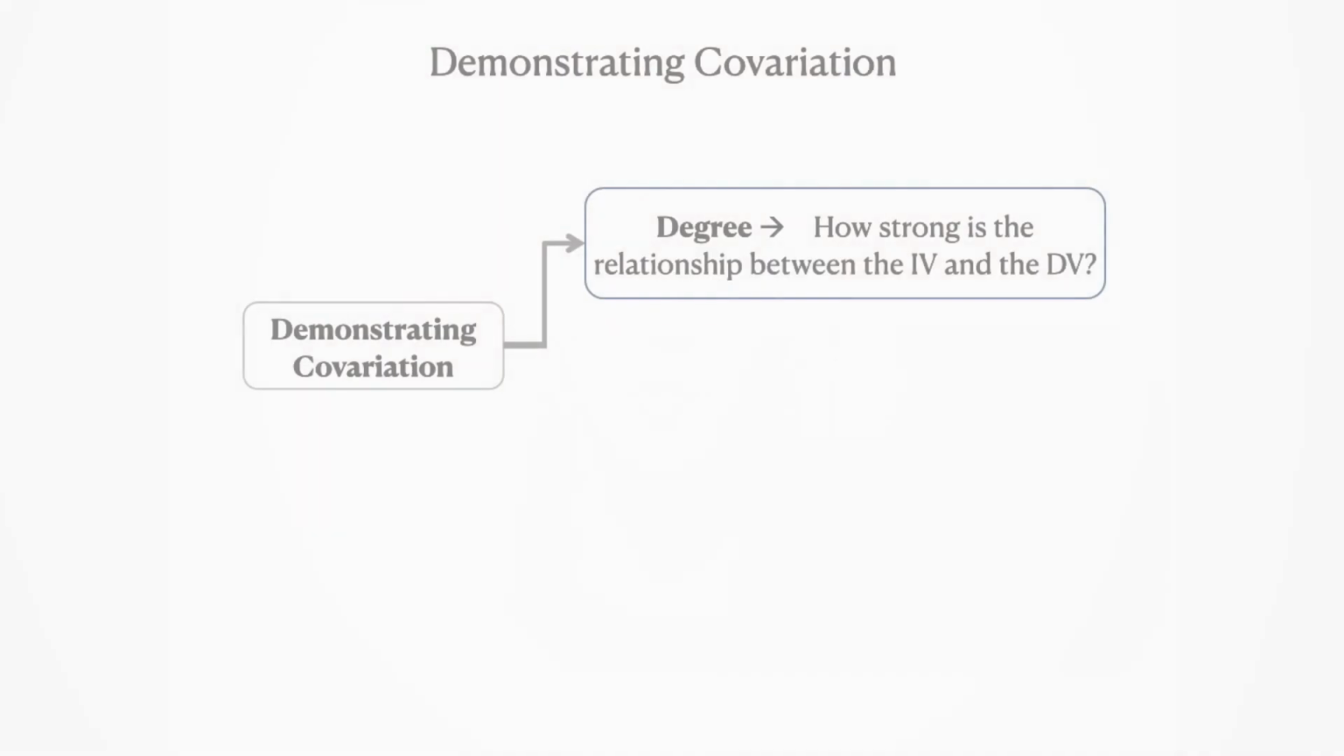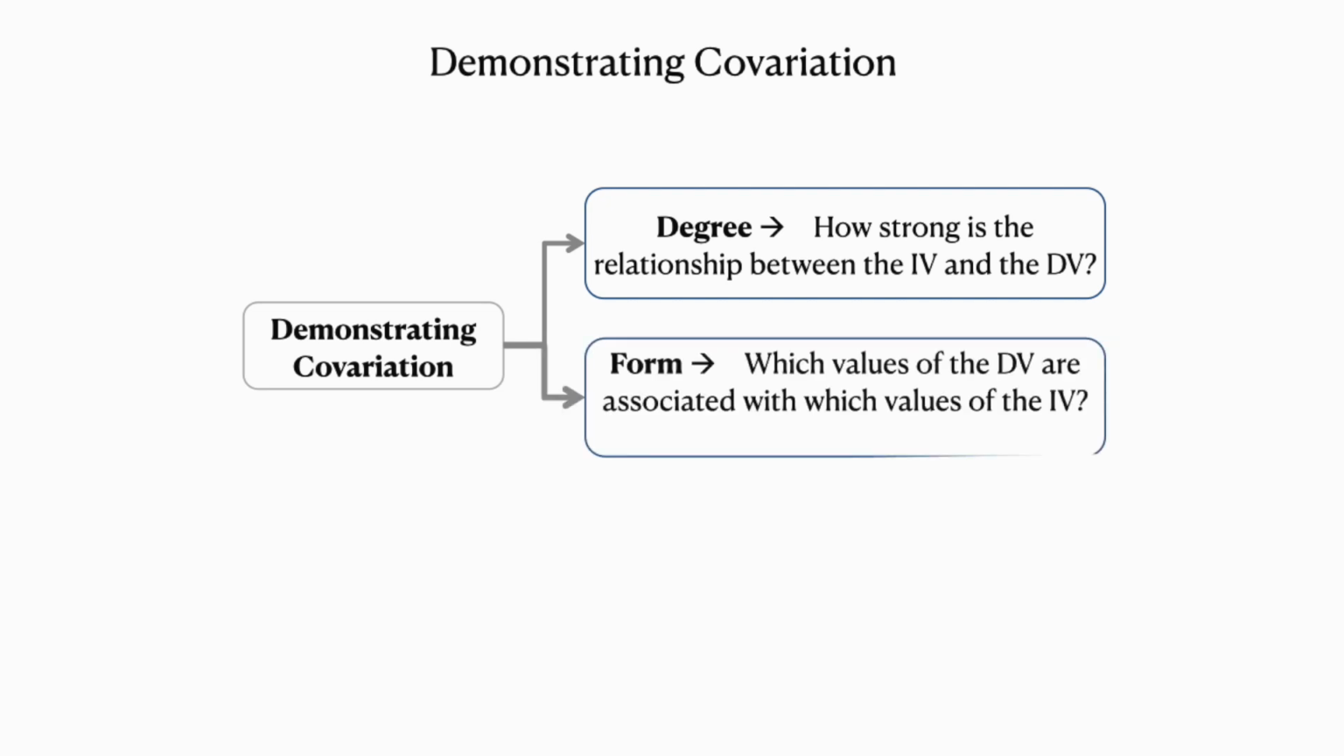So first, how do we demonstrate covariation? When we're demonstrating covariation, we ask 3 questions. The first question is looking at the degree of the relationship. How strong is the relationship between the independent variable and the dependent variable? Do we see big differences? Do we see little differences? What's the form of the relationship? Which values of the dependent variable are associated with which values of the independent variable? Is it positive? Is it negative?